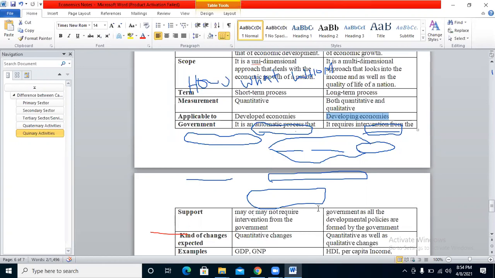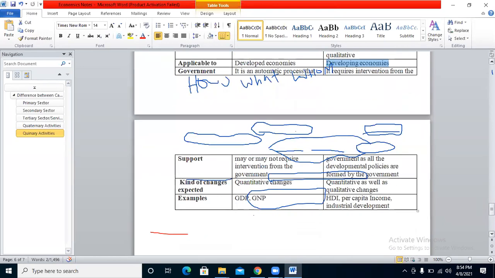For example, GDP and GNP are part of economic growth, and HDI, HPI, per capita income, poverty, and inequality are the phenomena of economic development. So this is overall for today's class.